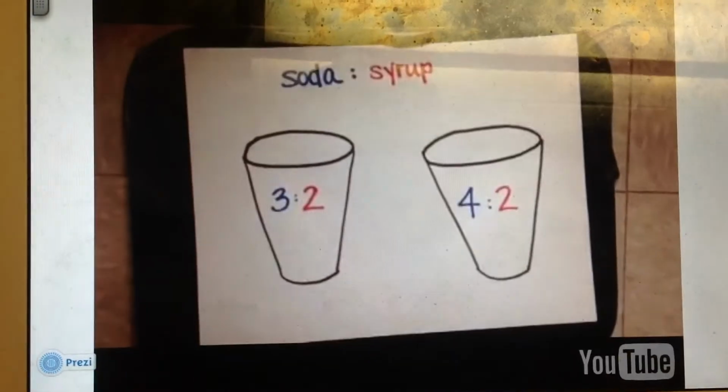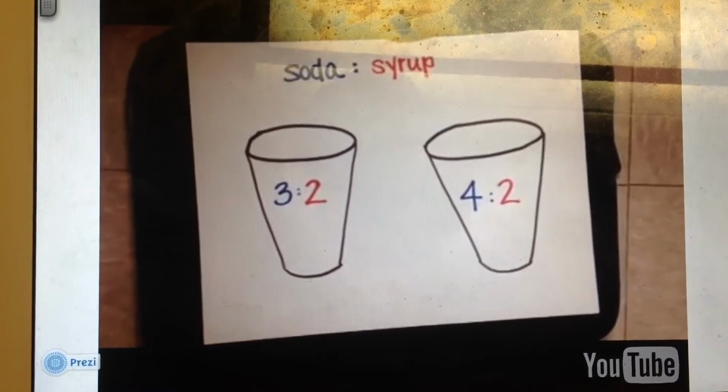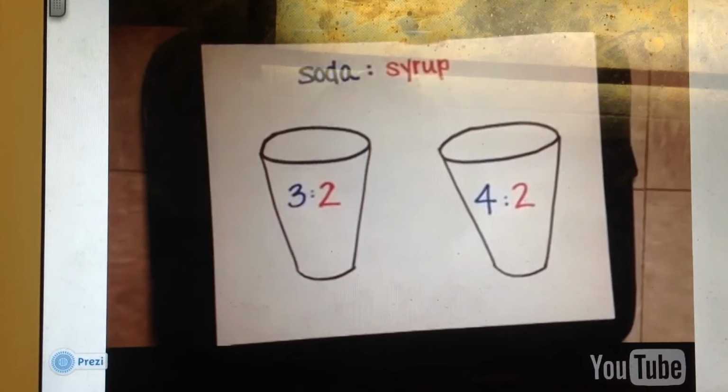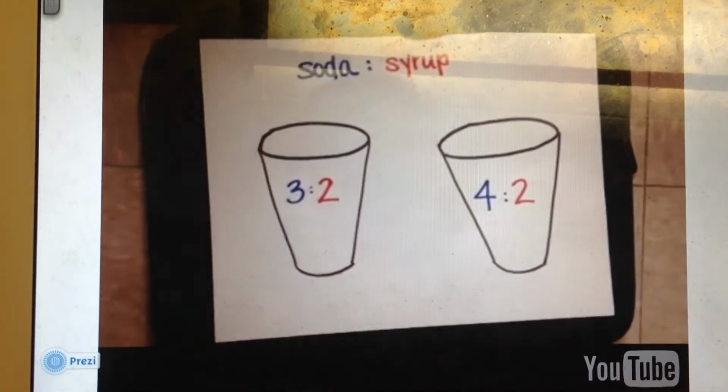In this investigation activity, the students will receive 2 cups, each with a different mixture of clear soda to cherry syrup. They will then have to use tables of equivalent ratios to make the mixtures equal of soda to cherry syrup.